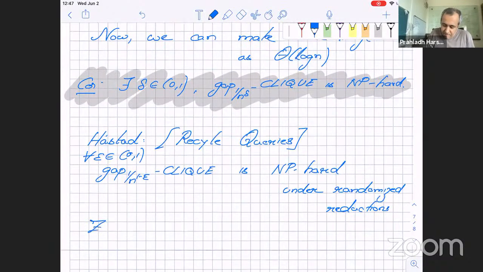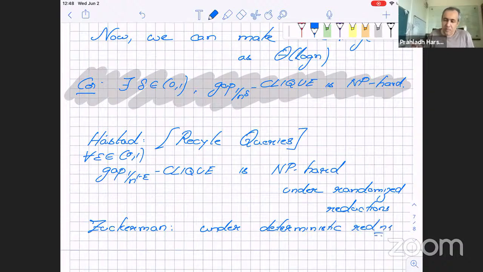And then Zuckerman reproved the same result and gave it under deterministic reductions. And that basically says our trivial algorithm of outputting one vertex is as good as we can do. If we can do anything better than that, we will be proving NP equals P. We'll be giving a polynomial time algorithm for SAT. Okay. This is recycling queries.